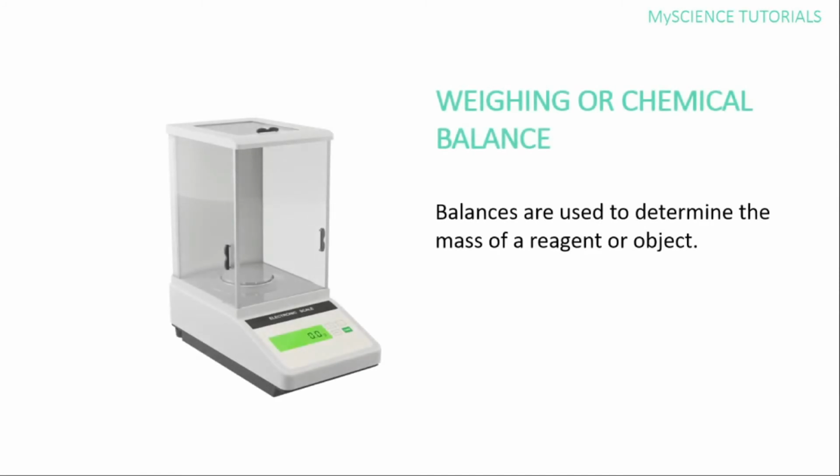Next, we have the weighing or chemical balance. The chemical balance is used to determine the mass of a reagent, an object, or a sample. So, for instance, if you want to weigh a specific number of grams of maybe calcium carbonate in the laboratory, you use the balance. Maybe you want to determine the mass of the reagent that you need to use to prepare a standard solution, you need to weigh it in the laboratory. So, anything that you have to weigh in the laboratory, you use the balance or the chemical balance for your measurement or your weighing.